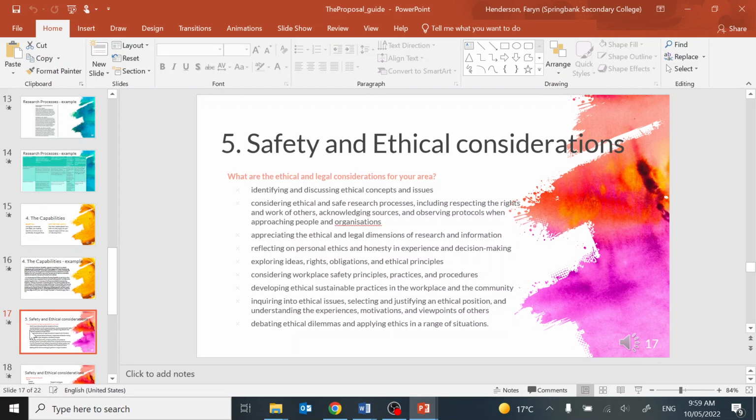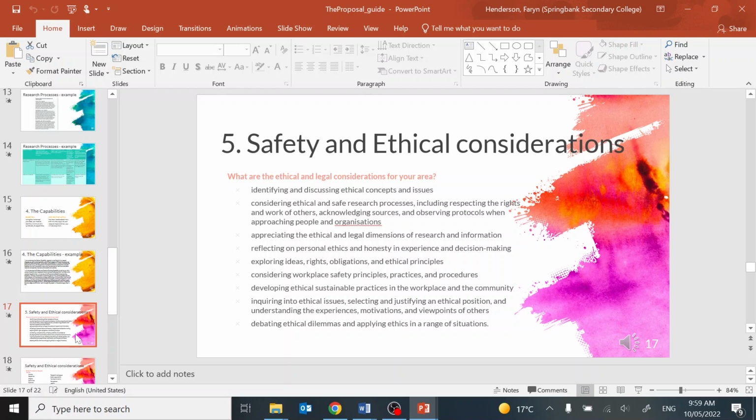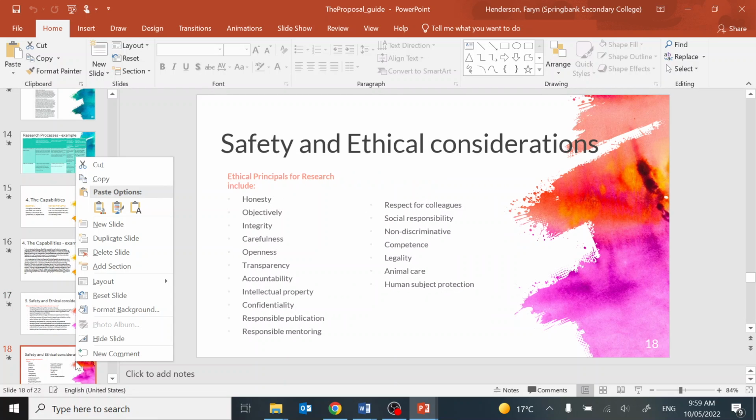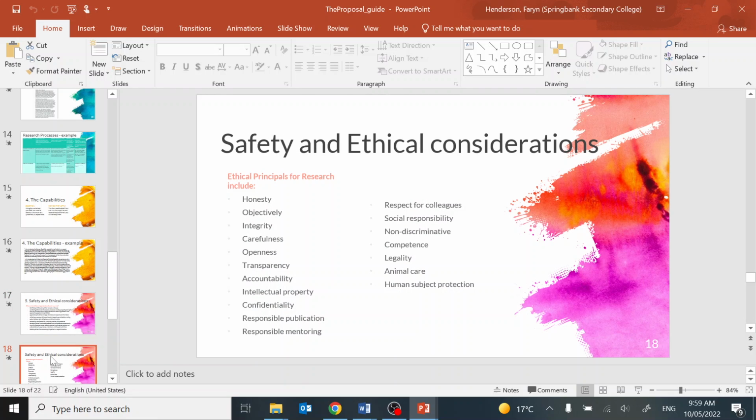The safety and ethical considerations. Now, safety and ethical considerations is you taking into account what you need to do to be respectful and safe during your research project, especially if some of you are focusing on some of those more delicate topics which may upset people. Okay, so this is probably the better list of the 2.